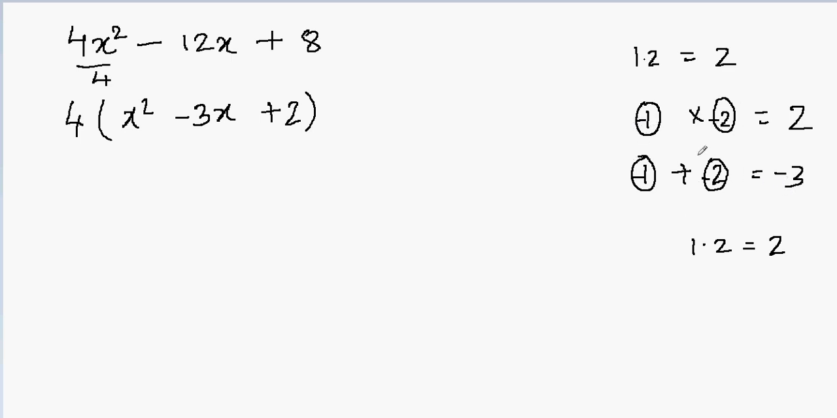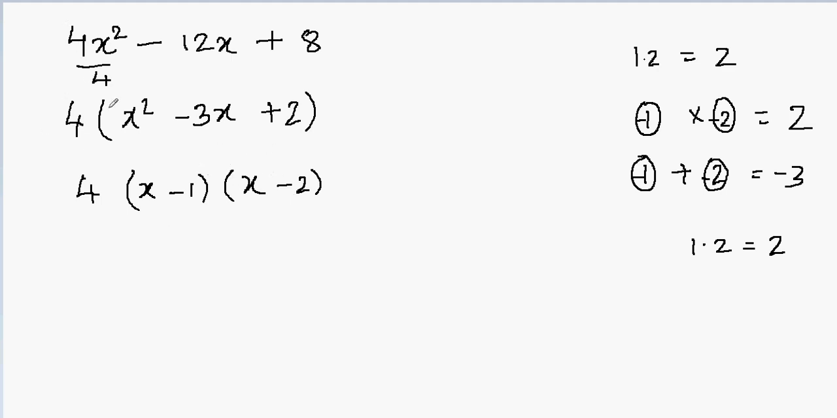Now this will work. We know that our factors are negative 1 and negative 2. So we'll bring down 4 here. I'll write x and then minus 1, since one factor is negative 1, and the other factor is negative 2. So my final answer will be 4 times x minus 1 times x minus 2. So this is the way you can factor with GCF.